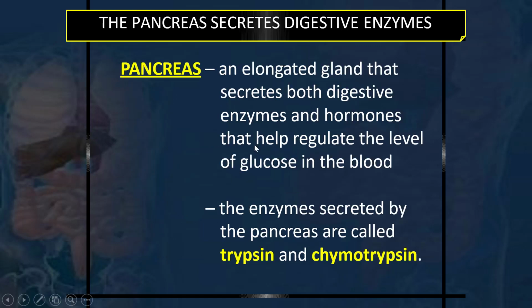So the next organ is the pancreas, which secretes digestive enzymes. The pancreas is an elongated gland that secretes both digestive enzymes and hormones that help regulate the level of glucose in the blood. The enzymes secreted by the pancreas include trypsin and chymotrypsin. These enzymes are in their inert form as trypsinogen and chymotrypsinogen, and they then get activated into trypsin and chymotrypsin, and then they help in digestion of the food.